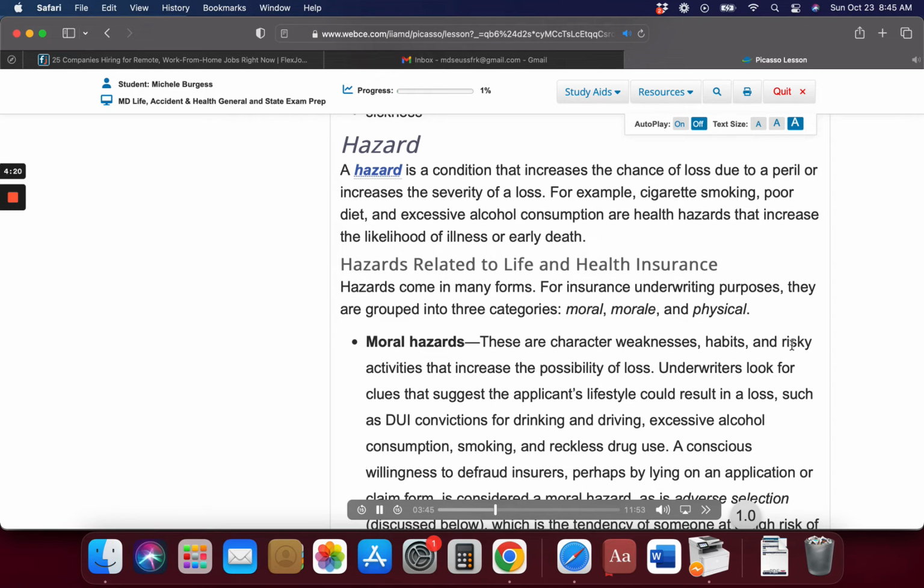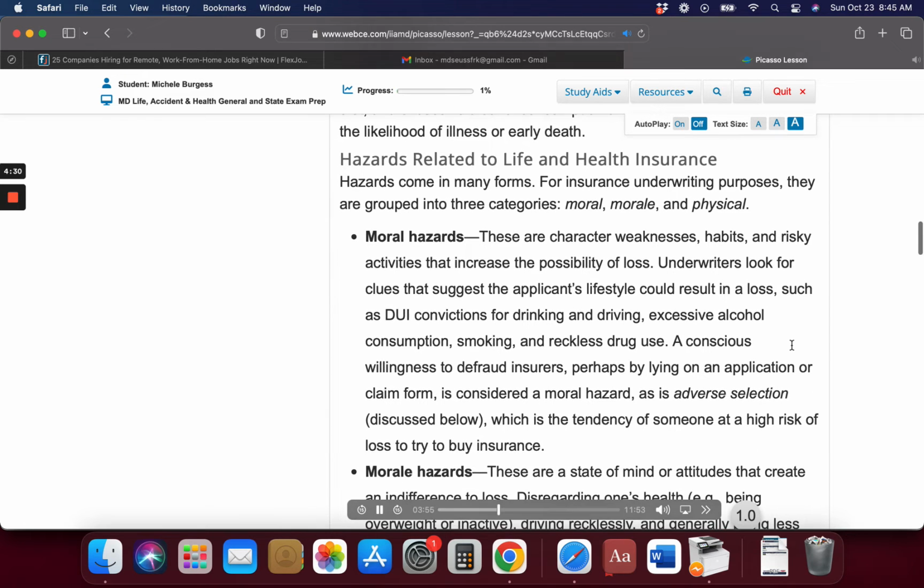For example, cigarette smoking, poor diet, and excessive alcohol consumption are health hazards that increase the likelihood of illness or early death. Hazards related to life and health insurance. Hazards come in many forms. For insurance underwriting purposes, they are grouped into three categories: moral, morale, and physical.